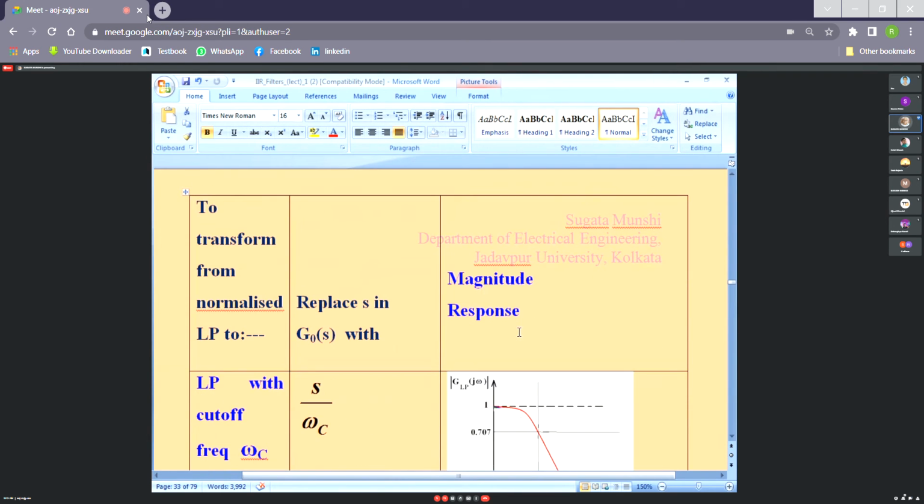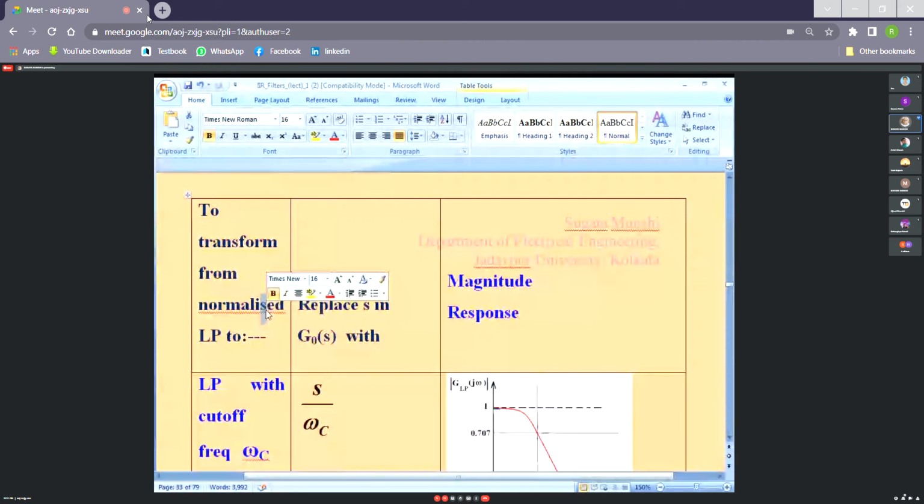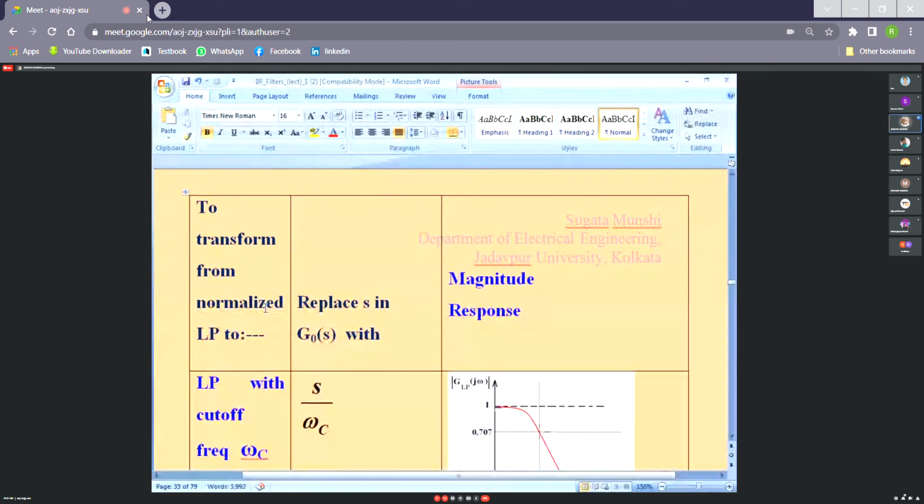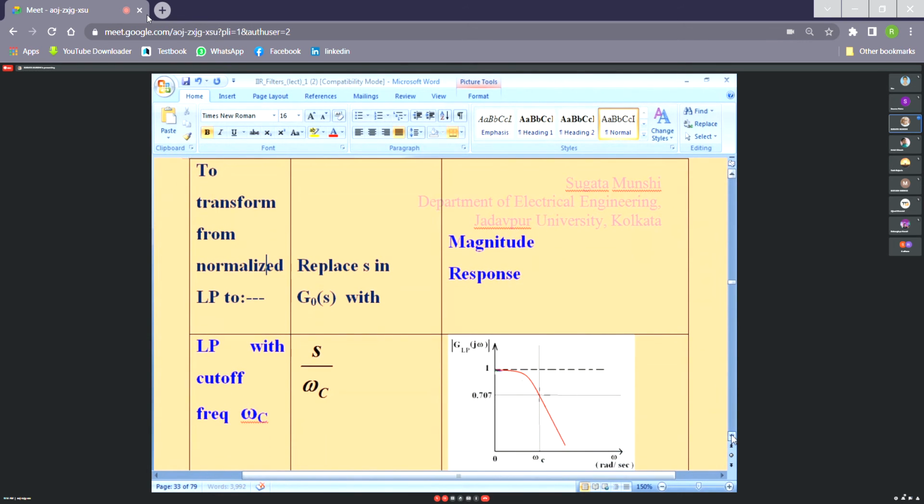And this is the table. To transform from normalized low pass to low pass filter with cutoff frequency omega c, you have to replace, in the expression for G0(S), S with S by omega c. So this is the nature of the amplitude response.